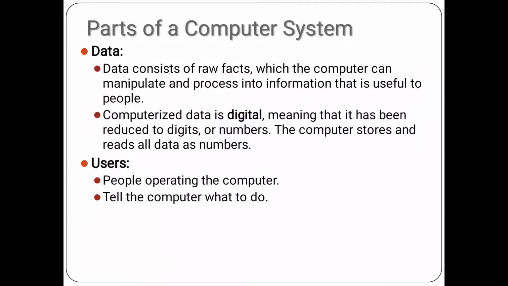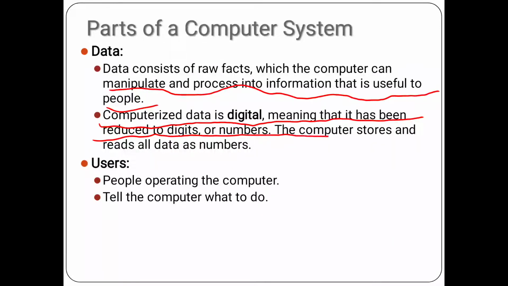Data consists of raw facts, which the computer can manipulate and process into information that is useful to people. Computerized data is digital, meaning that it has been reduced to digital numbers. The computer stores and reads all data as numbers.